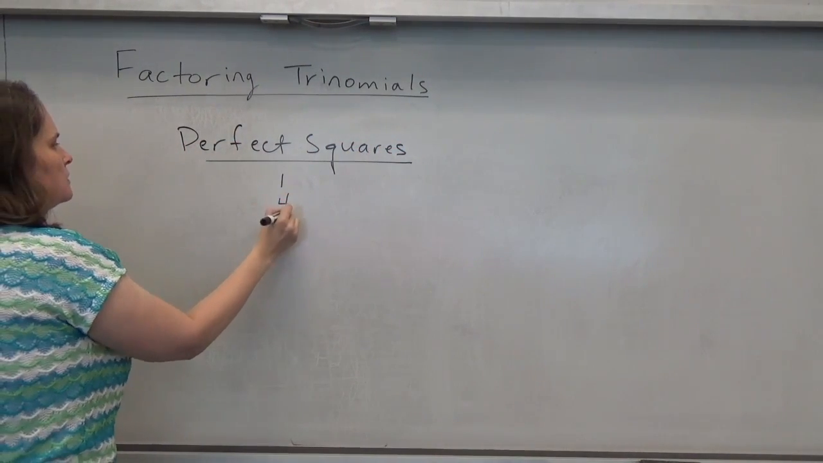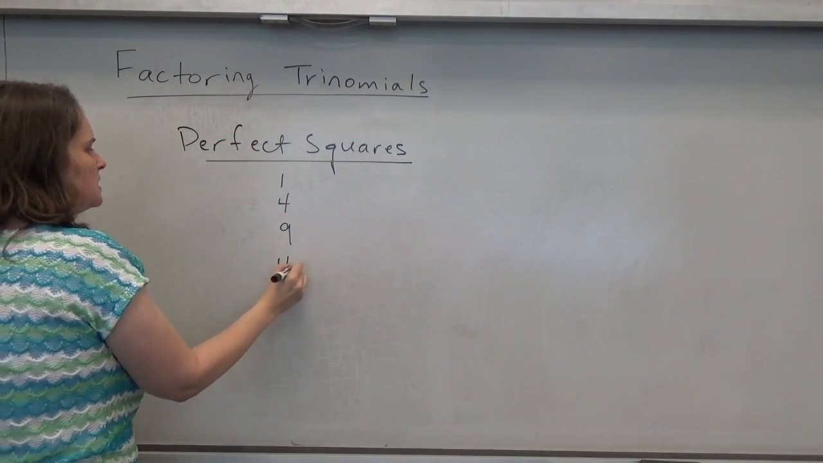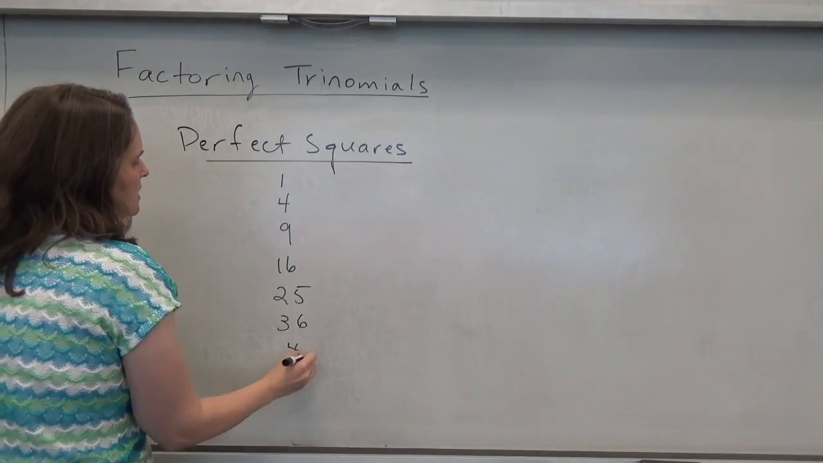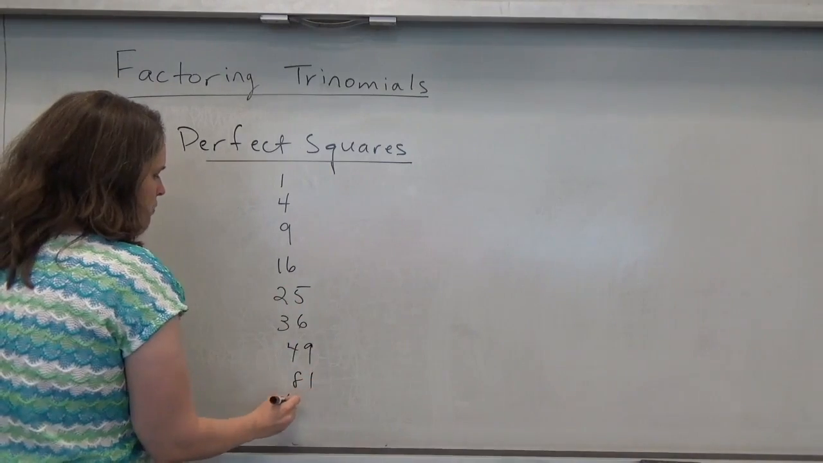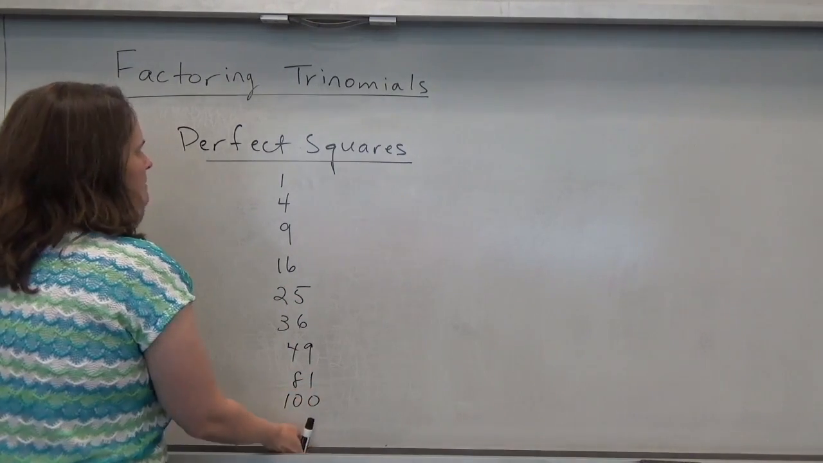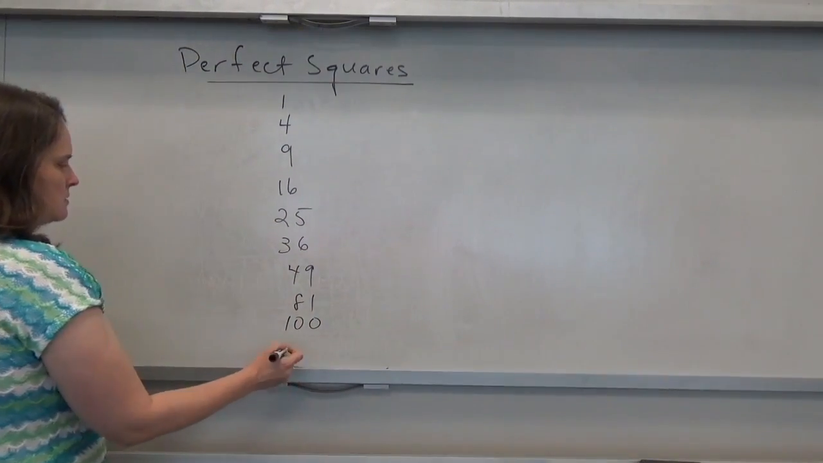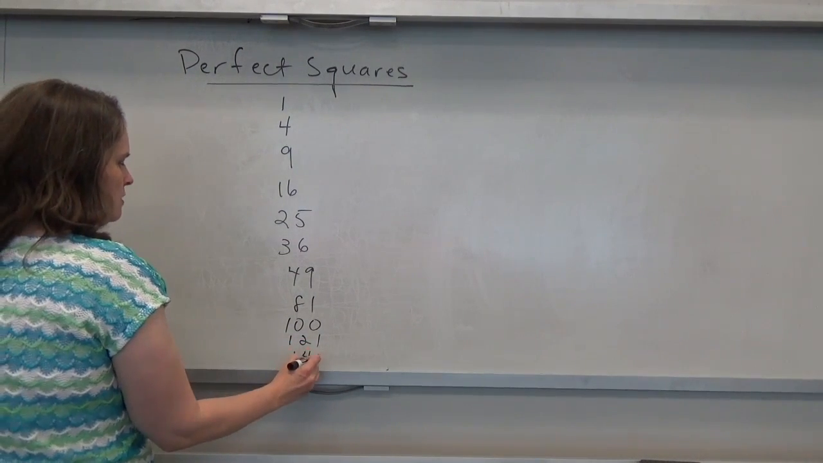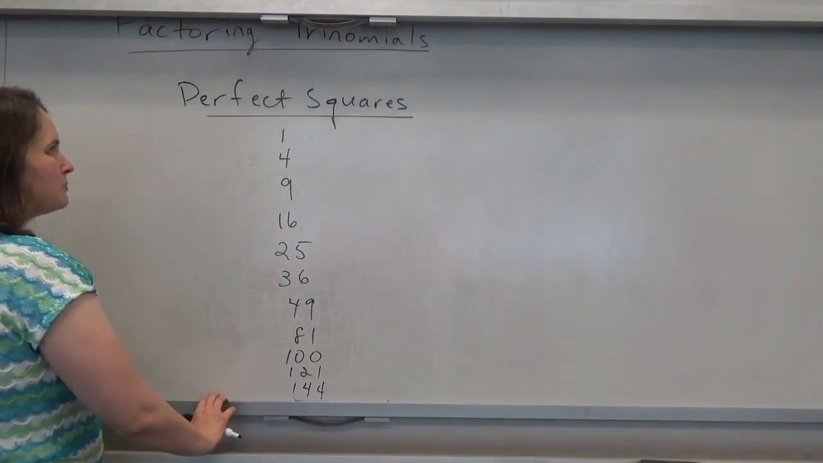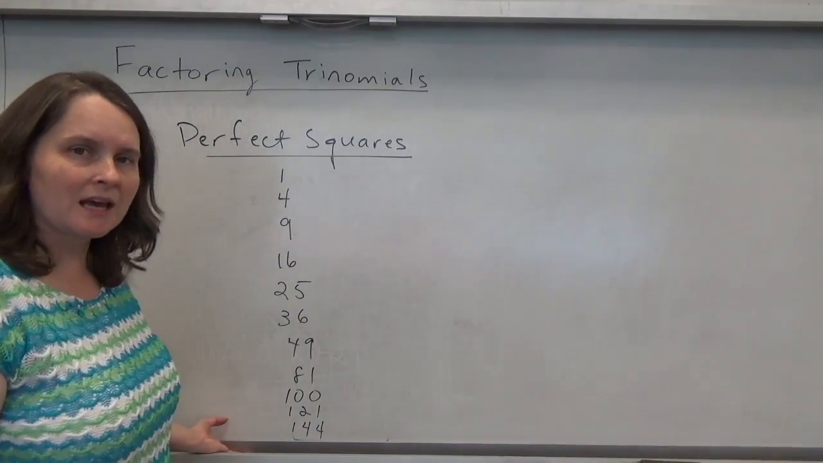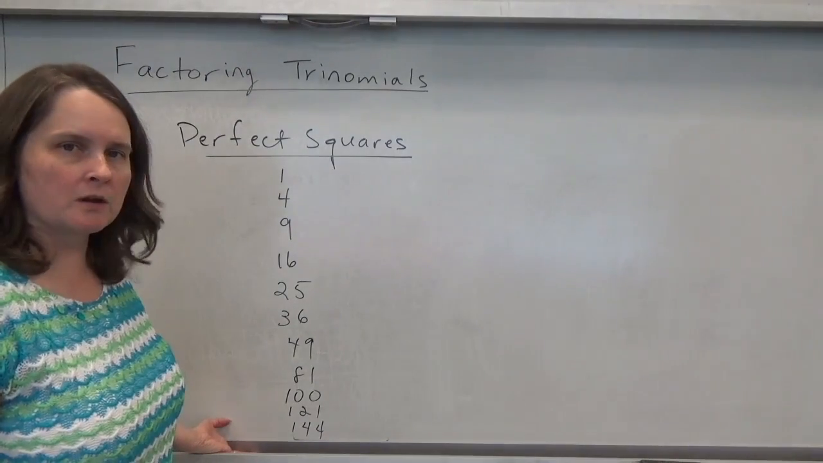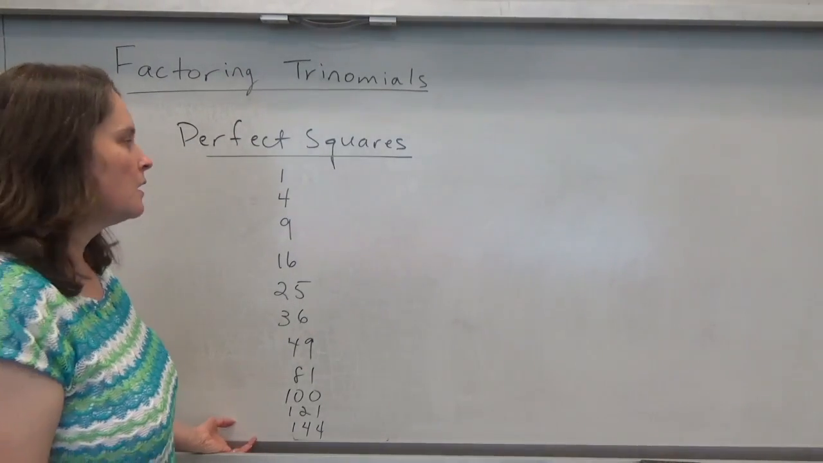Perfect squares would include 1, 4, 9, 16, 25, 36, 49, 81, 100, 121, and 144. That's probably as high as you would see on a test. However, you might see some higher perfect squares appear in your homework.